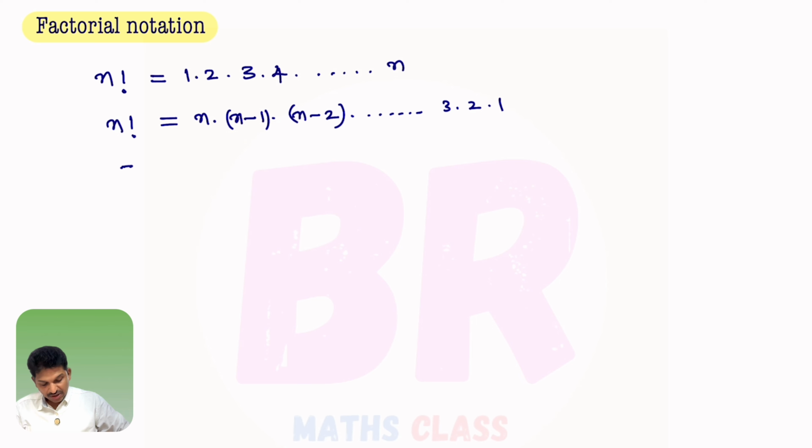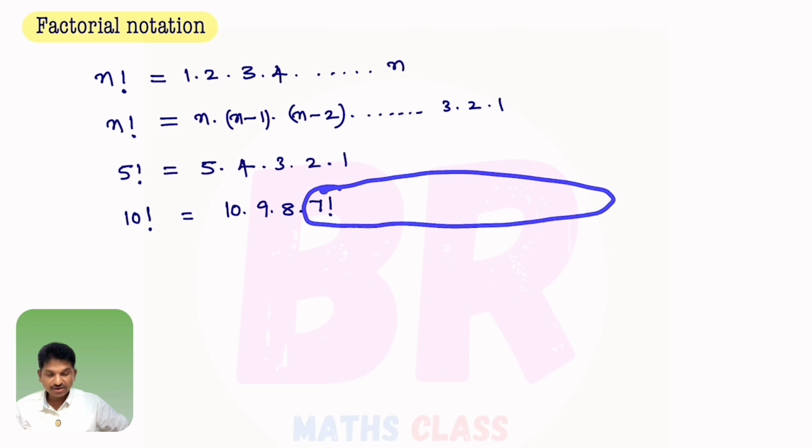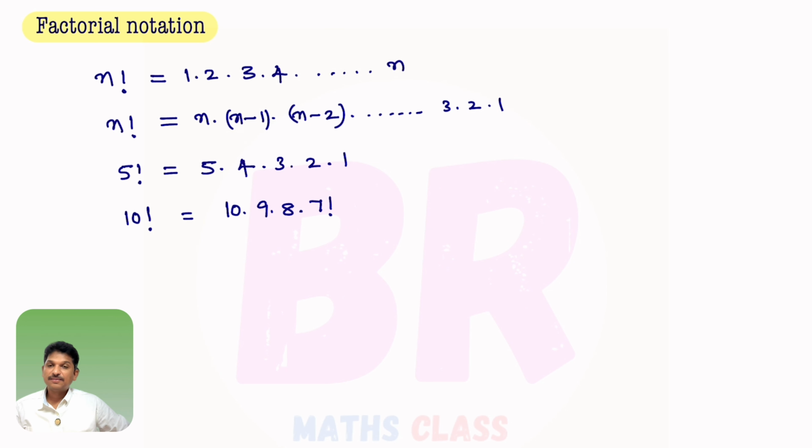Suppose 5 factorial is there. How will you write it? 5 factorial is the product of first 5 natural numbers. We start with 5: 5 into 4 into 3 into 2 into 1. 10 factorial you can write like this: 10 into 9 into 8 into 7 factorial, where 7 factorial is the further continuation, 7 into 6 into 5 into 4 into 3 into 2 into 1. I hope you are understanding.